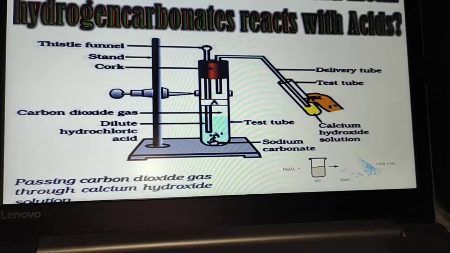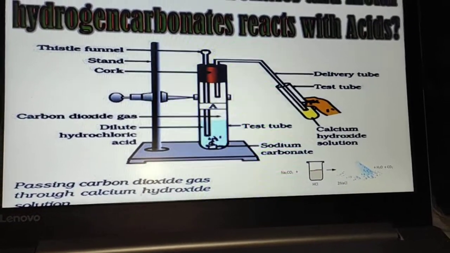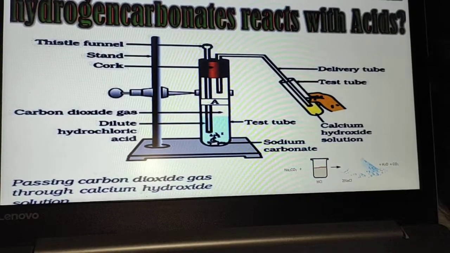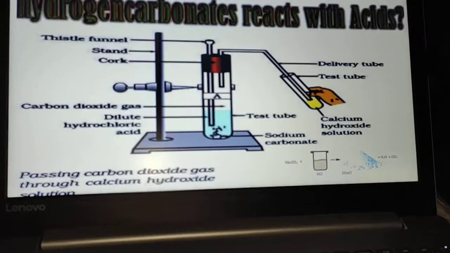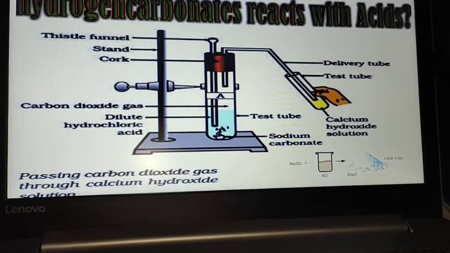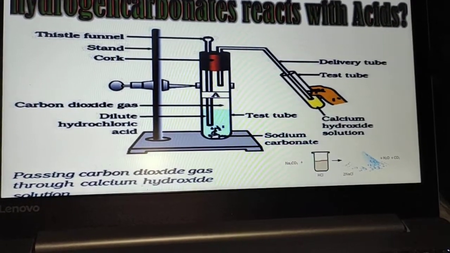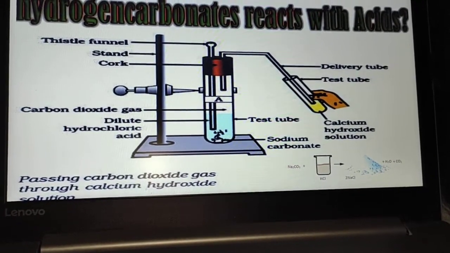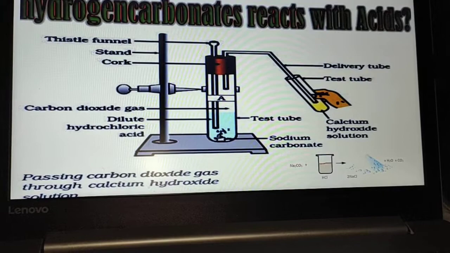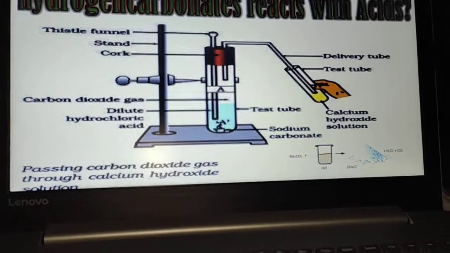HCl के साथ हमने सोडियम कार्बोनेट डाला है. तो सोडियम कार्बोनेट is Na2CO3. तो Na2CO3 को HCl के साथ जब हम डालेंगे तो CO2 गैस इवॉल्व होगी. उस CO2 गैस को हम डिलीवरी पाइप के थ्रू यहाँ पर जब इकट्ठा करेंगे तो कैल्शियम हाइड्रॉक्साइड सोल्यूशन यहाँ पर इसमें प्रेजेंट है.